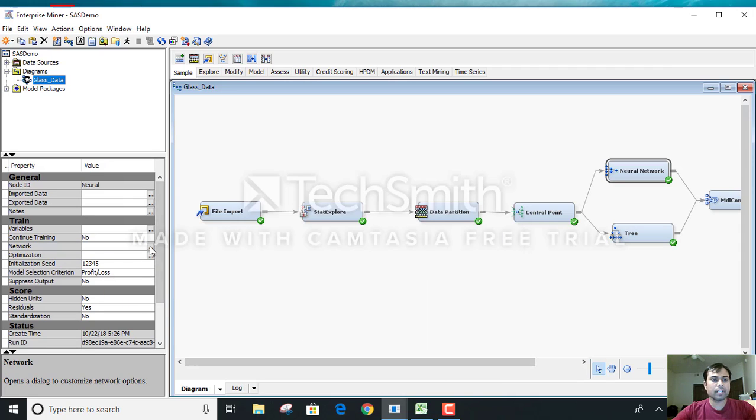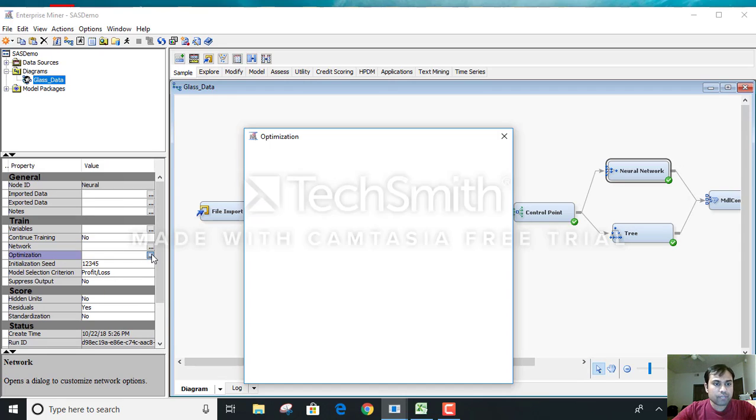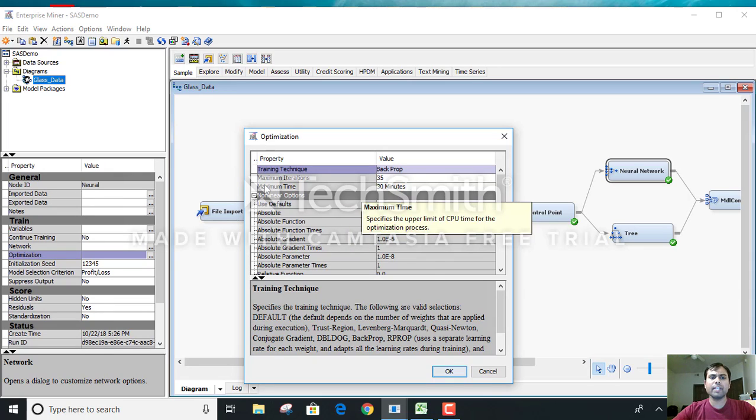Now the second important concept is optimization. As we click over here, we can see the training technique. The main goal of optimization is to find the best way to minimize the error, and for that we have to adjust our weights. To achieve this, we use an algorithm called the backpropagation algorithm for optimization. That's why I've selected backpropagation, and then I have kept the maximum iterations to 35 and the maximum time to 30 minutes.